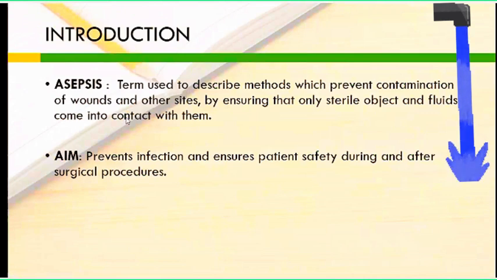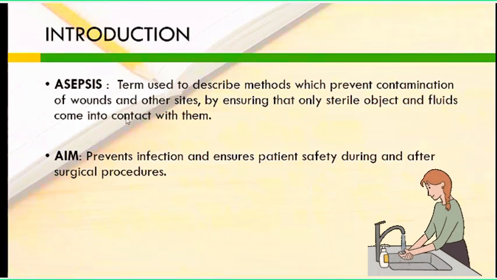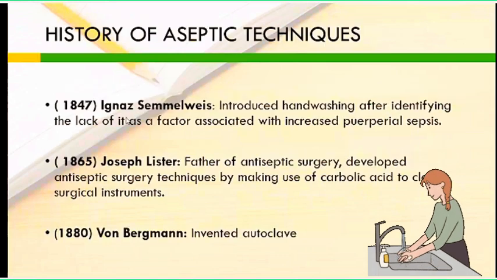Introduction. Asepsis can be defined as a term used to describe methods which prevent contamination of wounds and other sites by ensuring that only sterile objects and fluids come in contact with them. The aim of asepsis is to prevent infection and to ensure patient safety during and after surgical procedures.